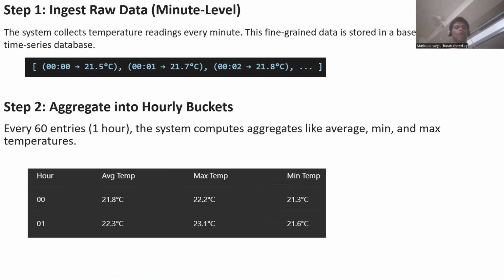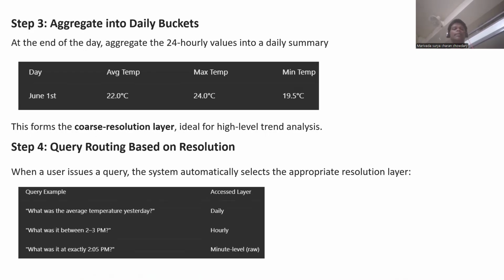Step 2: aggregate into hourly buckets. Every 60 entries, the system computes aggregates like average, minimum, and maximum. Step 3: aggregate into daily buckets. At the end of the day, aggregate the 24 hourly values into a daily summary, as you can see in the picture. This forms the coarse resolution layer, which will be the highest layer.